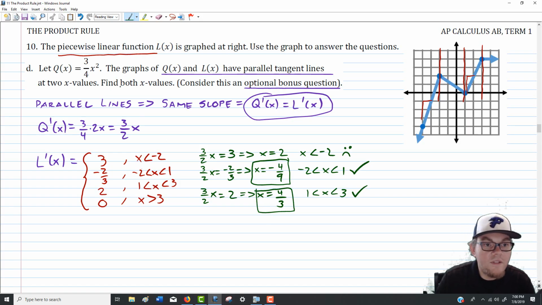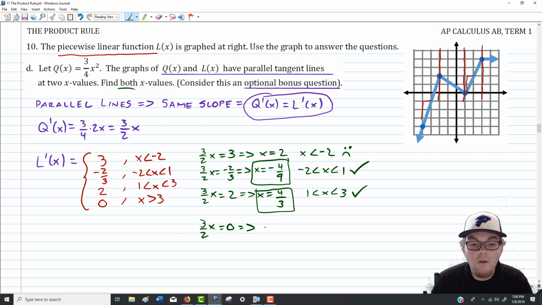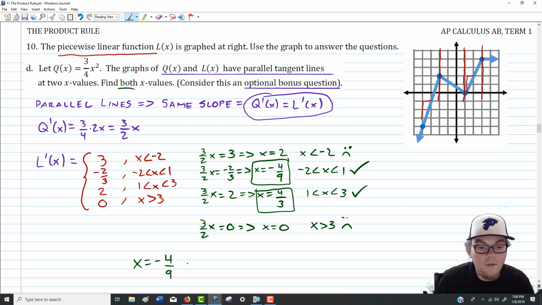So now theoretically, it told us that there were both x values, so that meant there were only 2. But if you wanted to check it, we could always check the third one. I think you'll see very quickly, though, that if 3/2 x equals 0, that means x equals 0, but x is greater than 3 there, so nothing. So instead, we found our two values, -4/9 and 4/3.